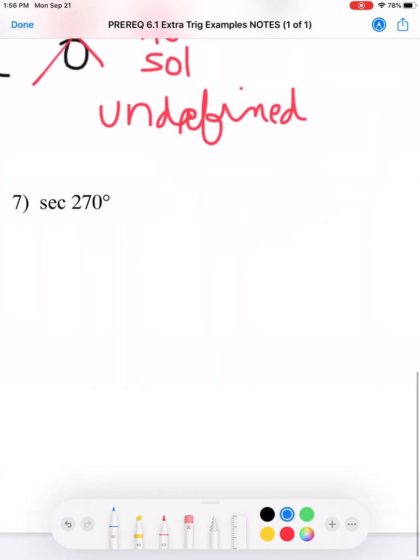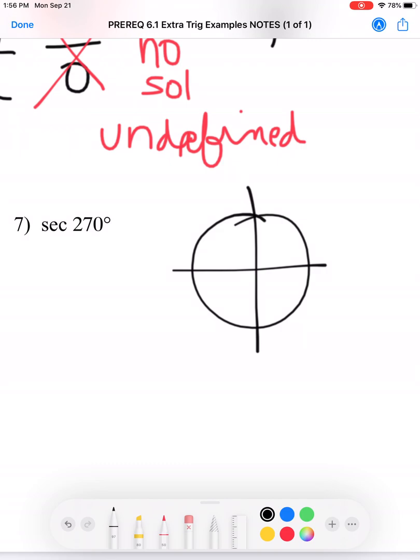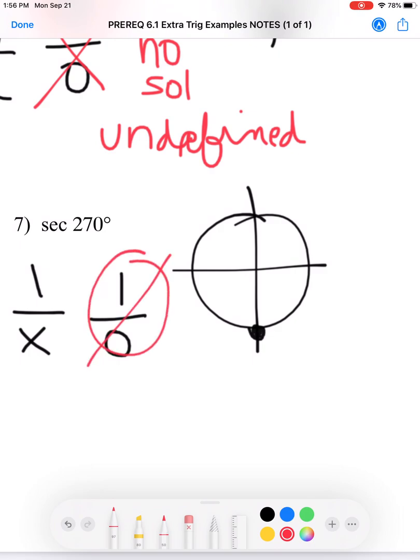Last two, secant of 270. 270, again, is down here at the bottom. Secant is going to be a ratio of 1 over x. Secant goes back to cosine, so I end up with 1 over 0, which again, not allowed. So my final answer for this is undefined, or no solution.